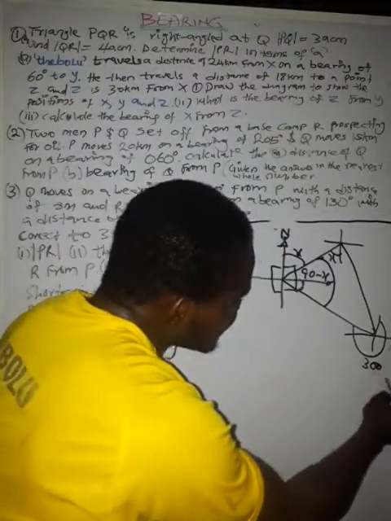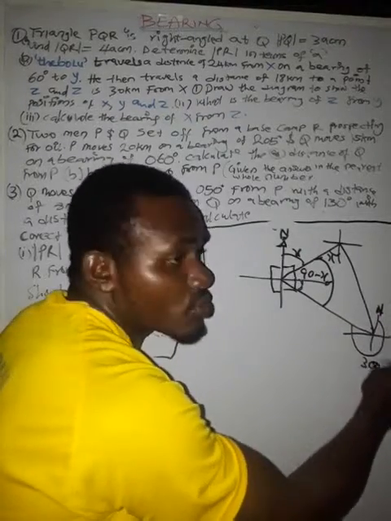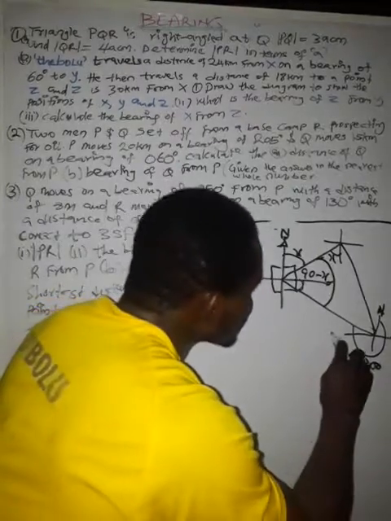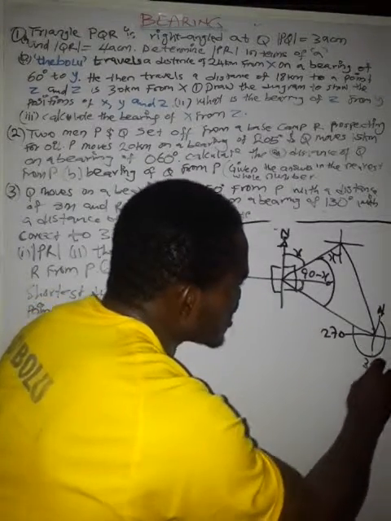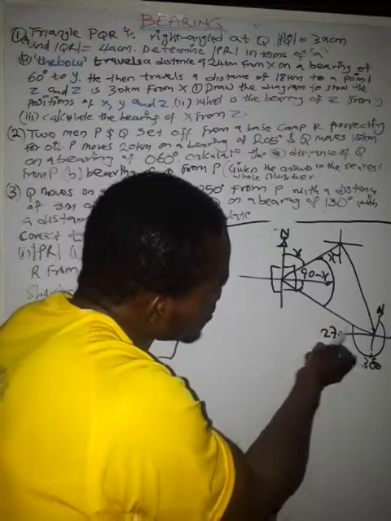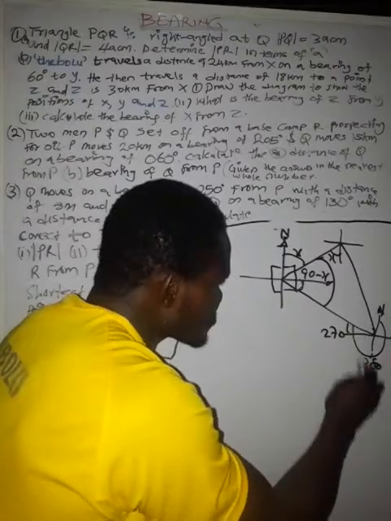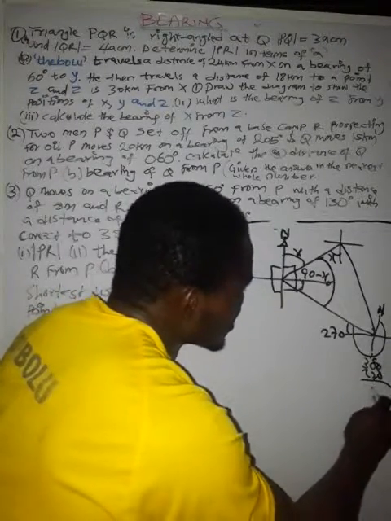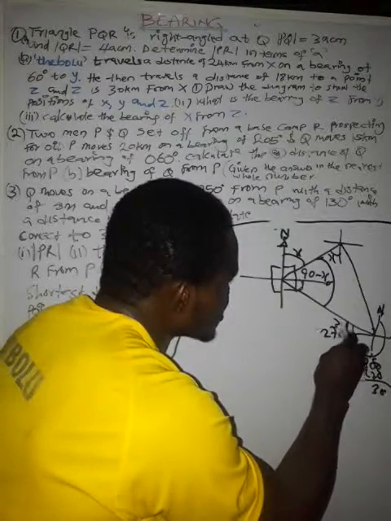Since you have already been given the bearing, I told you that all bearings start from north, which is 0 degrees, and it moves clockwise. So you already know that at this point is 270. Don't forget this one is 90, this is 180. So if at this point it is 270, I can calculate this place, which means I will subtract 270 from 300. That gives me 30 degrees, which means this angle here is 30 degrees.